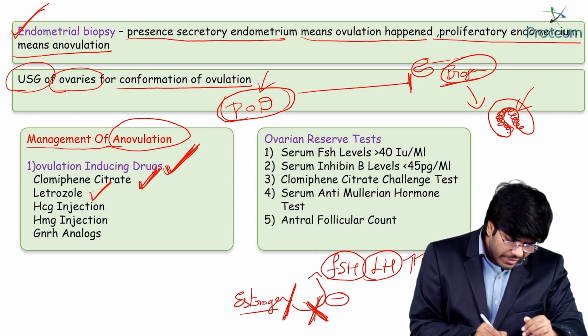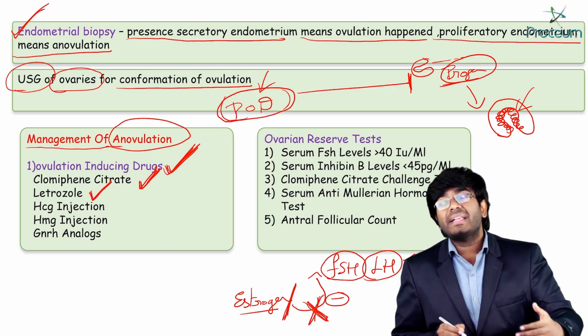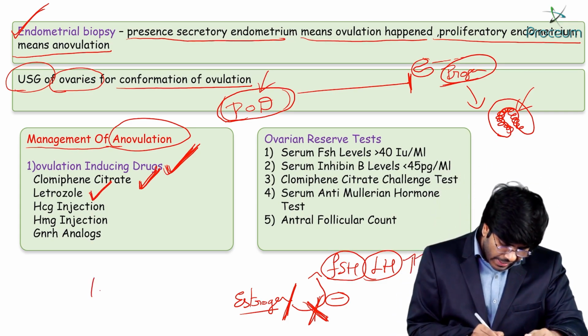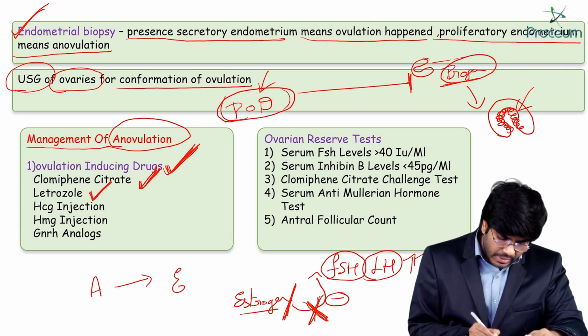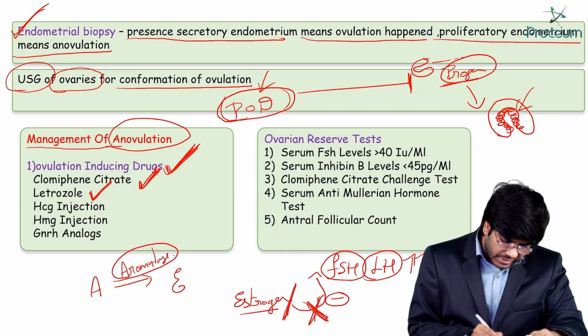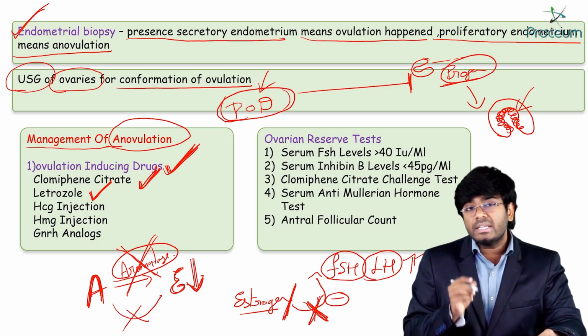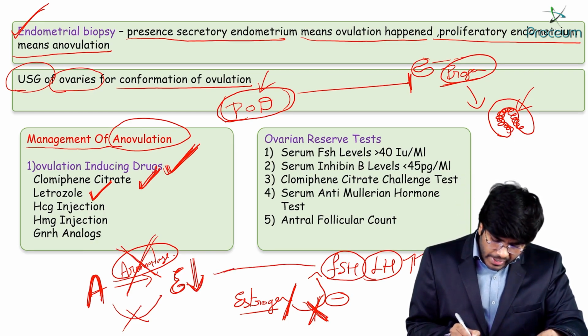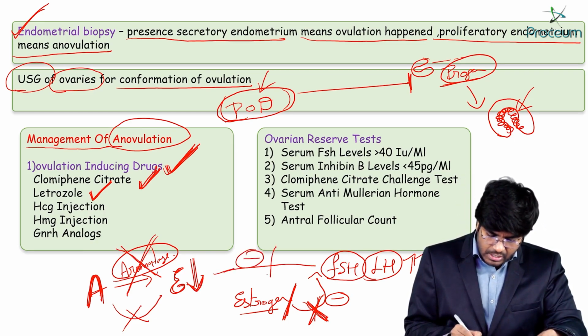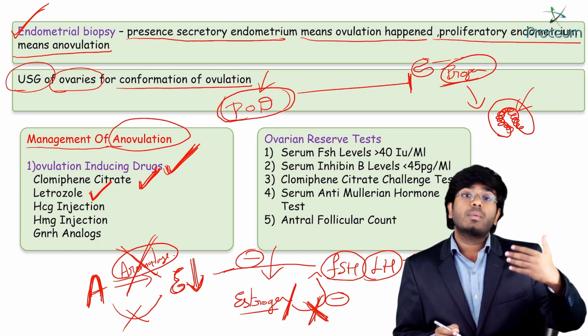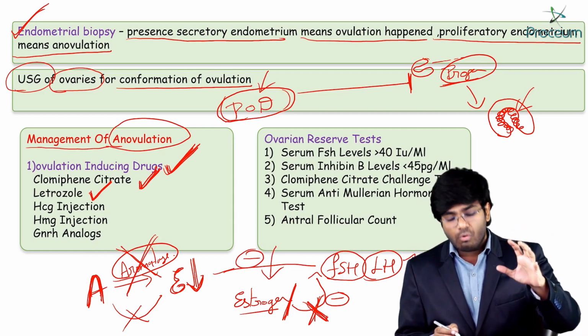And letrozole. Letrozole is an aromatase inhibitor. Usually, androgens are converted into estrogens with the help of the enzyme aromatase in adipose tissue. Whenever you inhibit aromatase, androgens are not converted into estrogens, so that decreases the levels of estrogens. If you decrease the levels of estrogens, the negative feedback on FSH and LH is lost, so more FSH will be there, and that FSH will stimulate the ovarian follicles for ovulation.